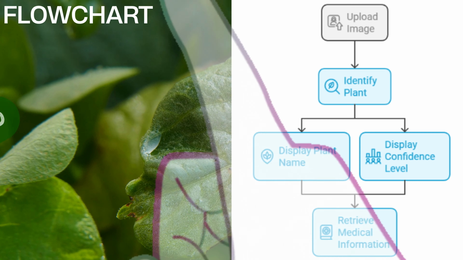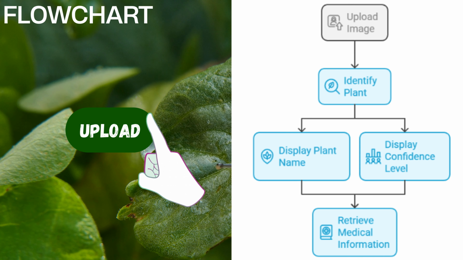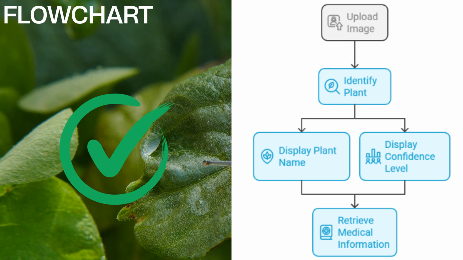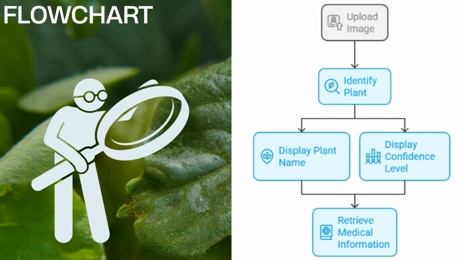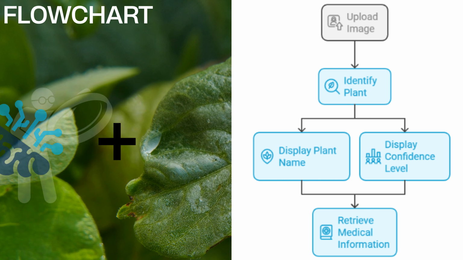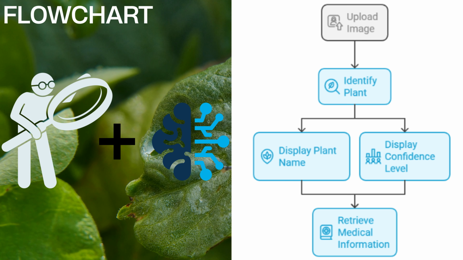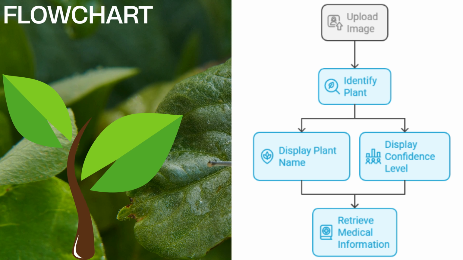The process starts when the user clicks on the Upload Image button to submit a photo of a plant. Once the image is uploaded, the system moves to the Identify Plant stage, where it uses machine learning to analyze the image and recognize the plant species.